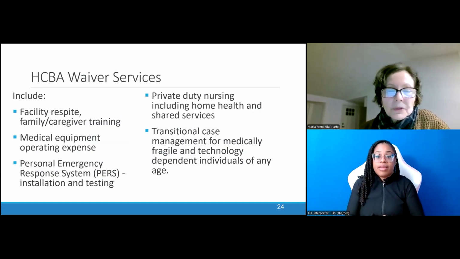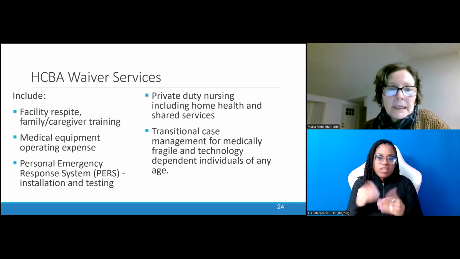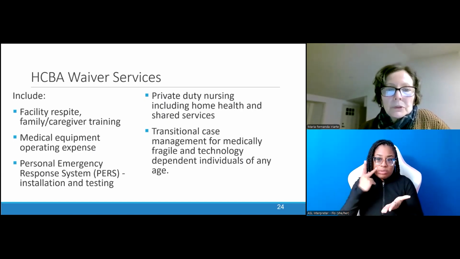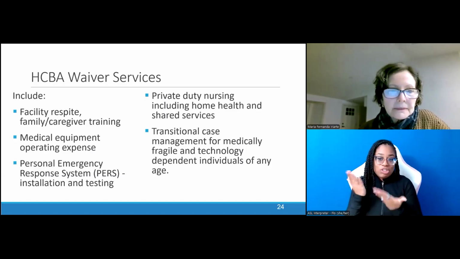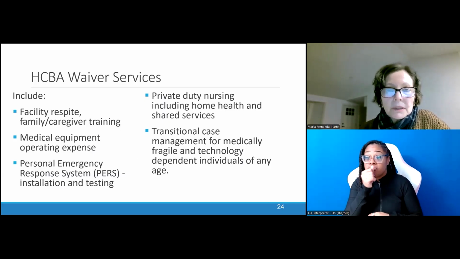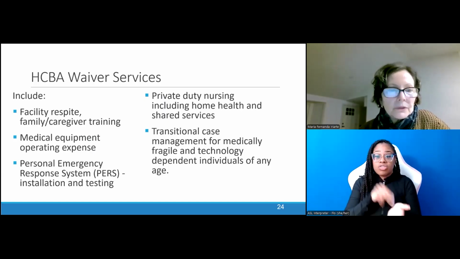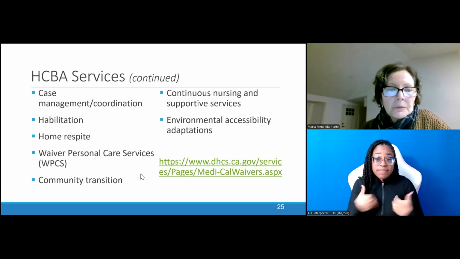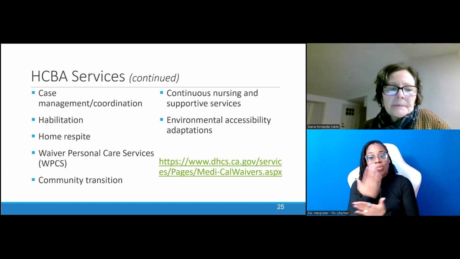Services, these are just some of the services that are provided. Again, you would have to go to Appendix C of this waiver to look at all the services that are provided. Private duty nursing. The DD waiver also provides for private duty nursing, personal emergency response system, home respite, habilitation.